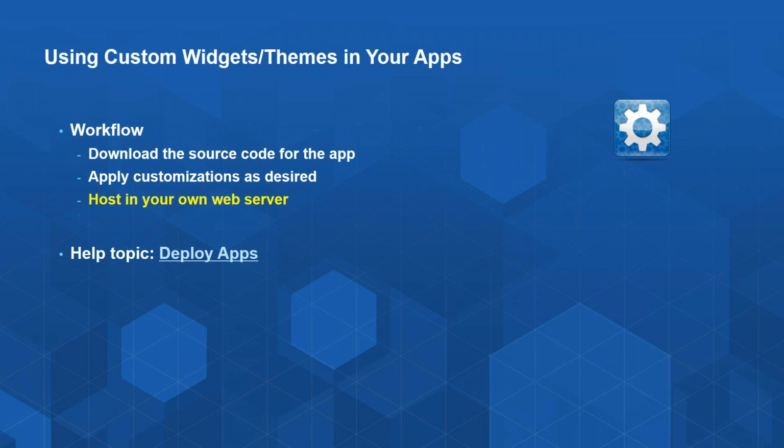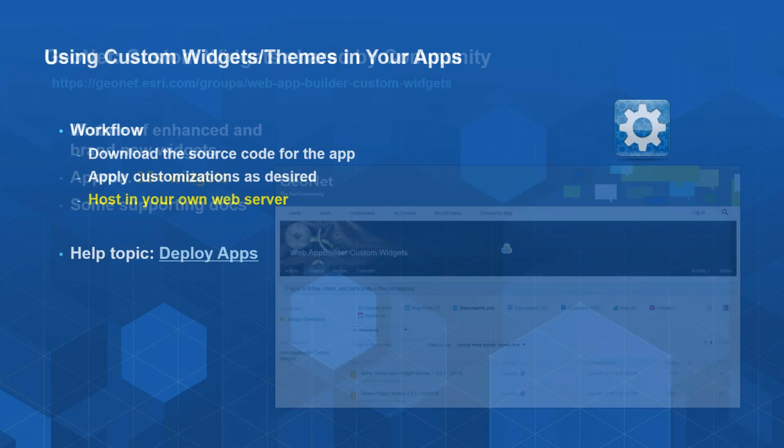So for the first workflow, if I want to use a piece of functionality that somebody else built, how do I enable that in my apps? Well, I can download that app from ArcGIS Online, which means I'm now hosting the application on my own web server. I can add that widget to the source code, because when you download the web app, you get the source code for the application, and then you can deploy it, and we have a help topic for that. I don't have time to demo that.